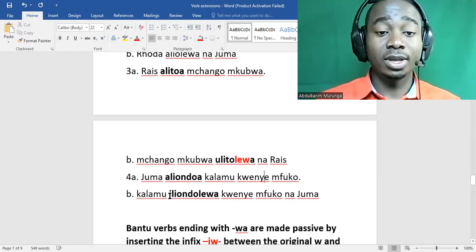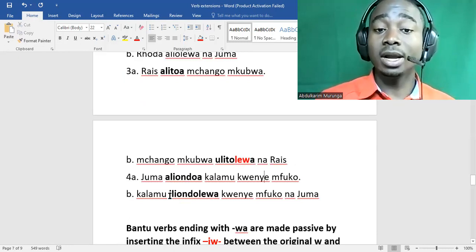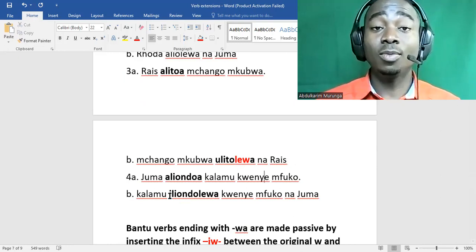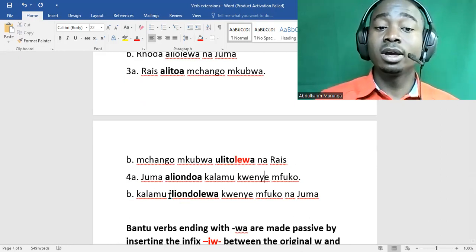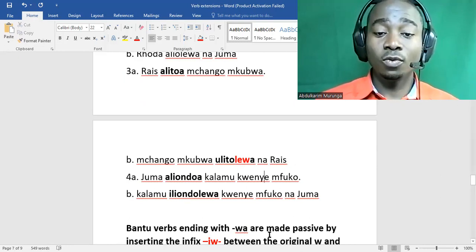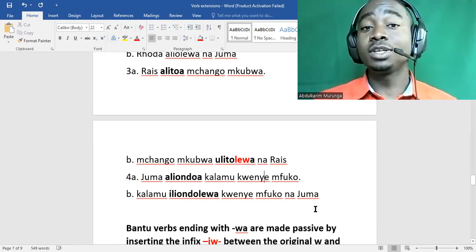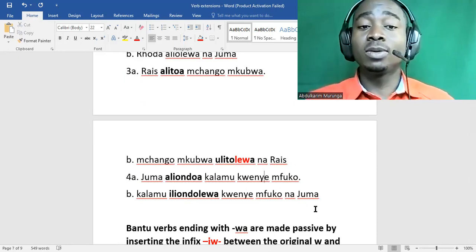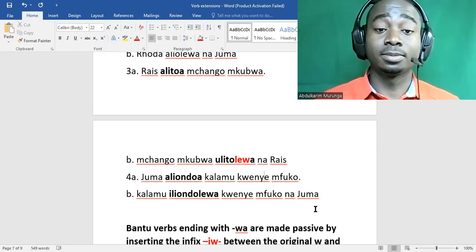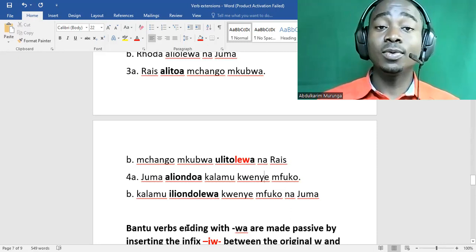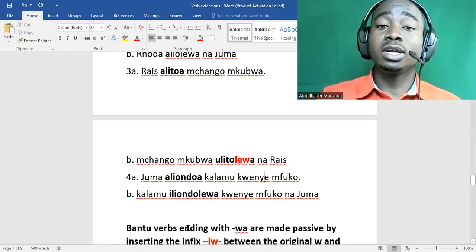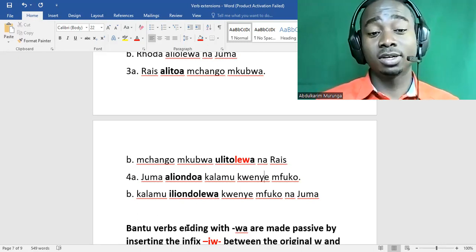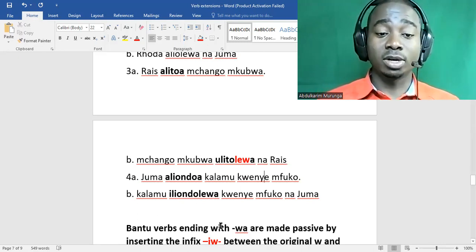The fourth example here is Juma aliondoa kalamu kwenye mfuko. Then we say kalamu iliondolewa kwenye mfuko na Juma. So kwenye mfuko is in the pocket or from the pocket. So Juma removed the pen from the pocket. Kalamu iliondolewa. The pen was removed from the pocket by who? By Juma. Sawa?